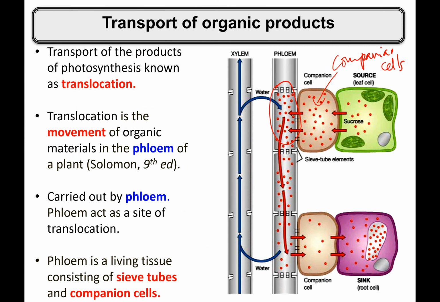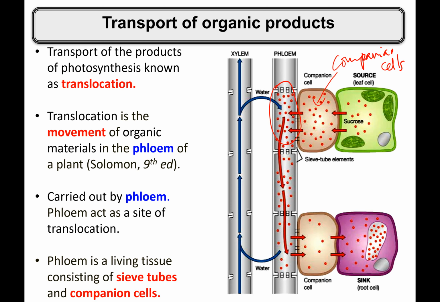So, transport of organic product. Transport of the product of photosynthesis is known as translocation. So the main point here is translocation. Translocation is the movement of organic material in the phloem of a plant, according to the reference, Solomon edition. You have to remember this definition of translocation. Actually, translocation is carried out by phloem. Phloem is the site of translocation.